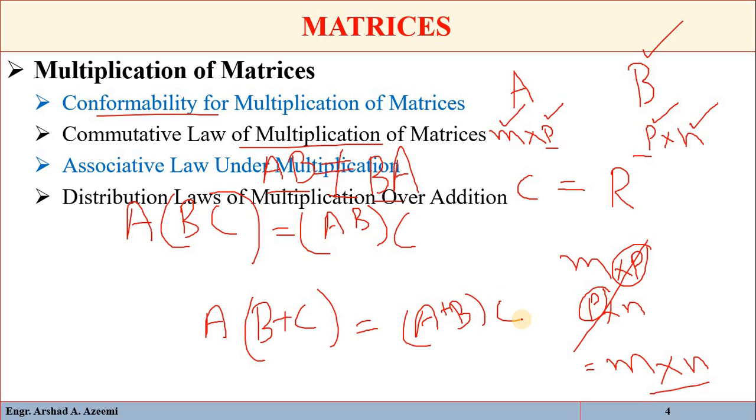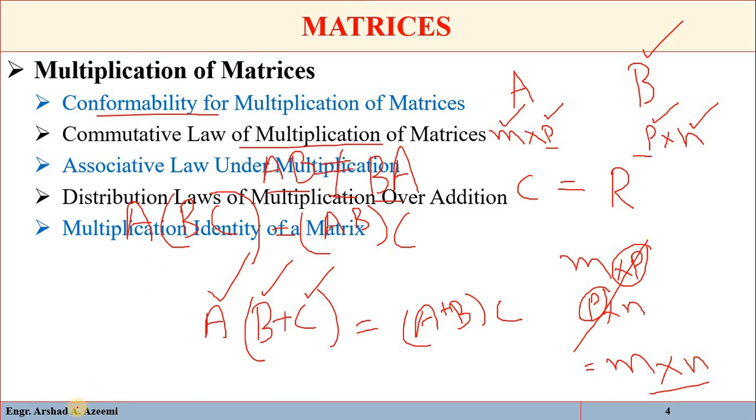Again, let A, B and C be three matrices. For example, the A matrix is M by N, the B matrix is N by P, and the C matrix is also N by P. Then A multiplied by B plus C will be equal to AB plus AC. The condition is that B and C must be of the same order. Then the distributive law of multiplication over addition will hold in matrices.